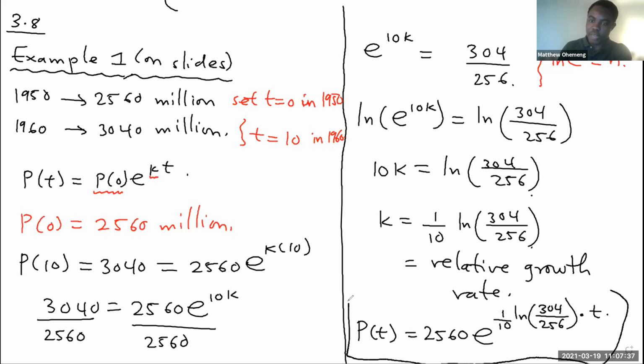So now that you have the model at any time t, when you want to find a population at any time t, you just plug the t in there, and then you have your population estimate for that. So that's how that works. Please, any questions on this? Okay.